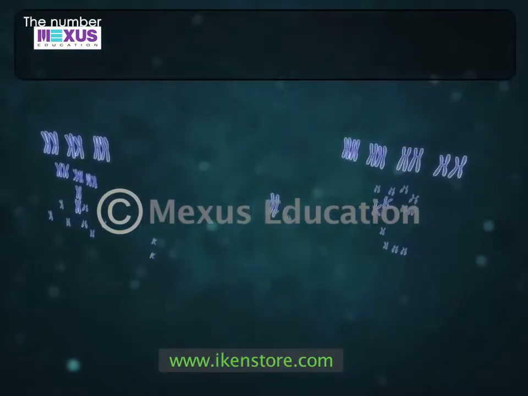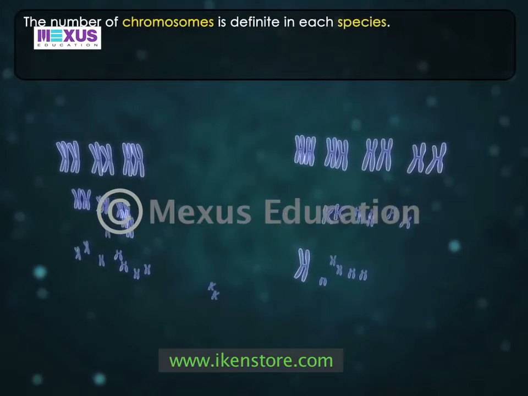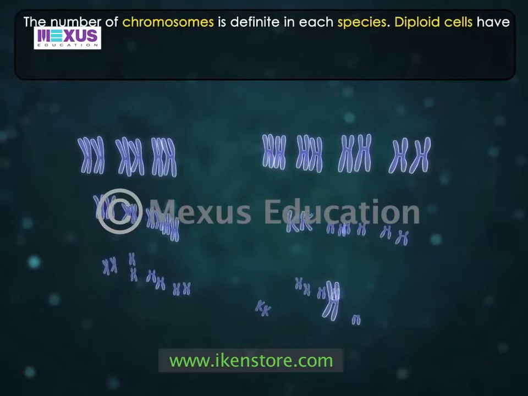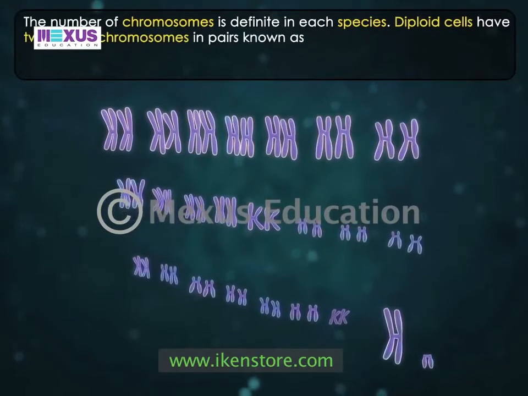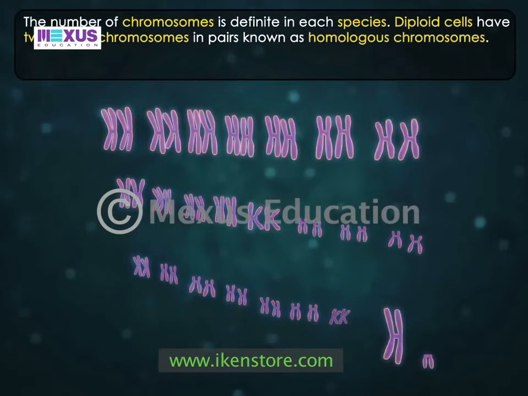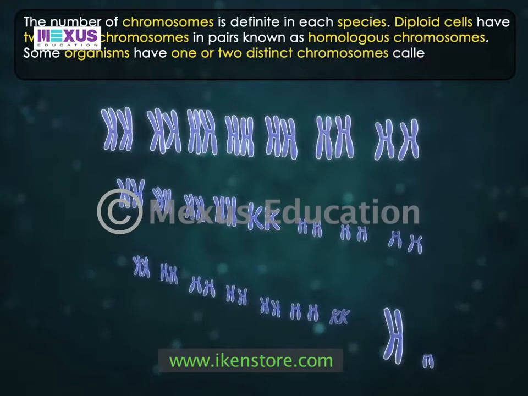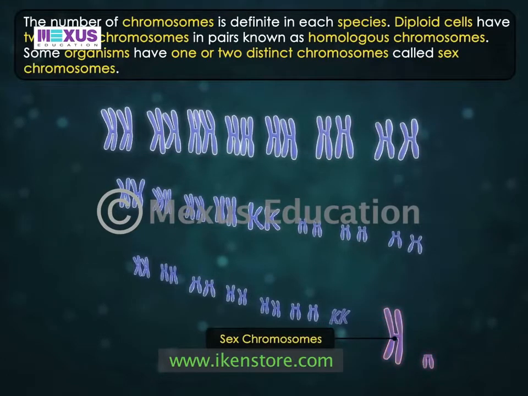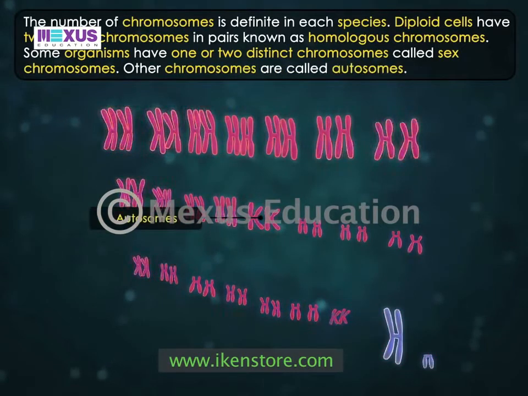The number of chromosomes is definite in each species. Diploid cells have two sets of chromosomes in pairs, known as homologous chromosomes. Some organisms have one or two distinct chromosomes called sex chromosomes. Other chromosomes are called autosomes.